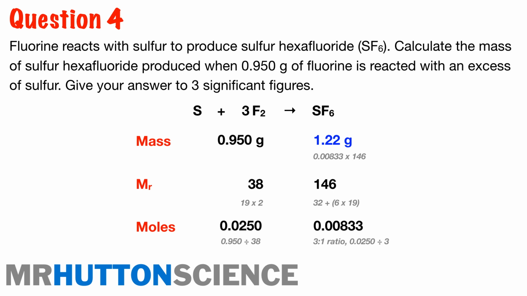So for step 6 now, using the molar ratio, we've got a 3-to-1 ratio. So we've currently got 3 times as many moles for our fluorine, so we need to divide by 3 to get the sulfur hexafluoride. And now we've got the moles and the MR of sulfur hexafluoride, we can do step 7, which is calculate the mass of the species by multiplying moles by MR. 1.22 grams.